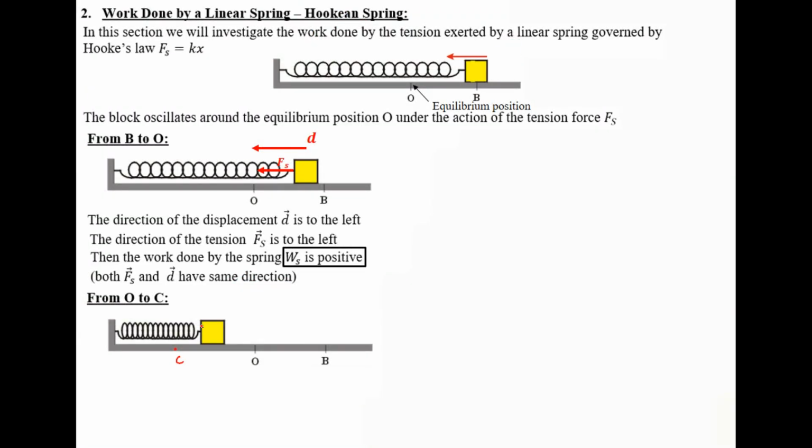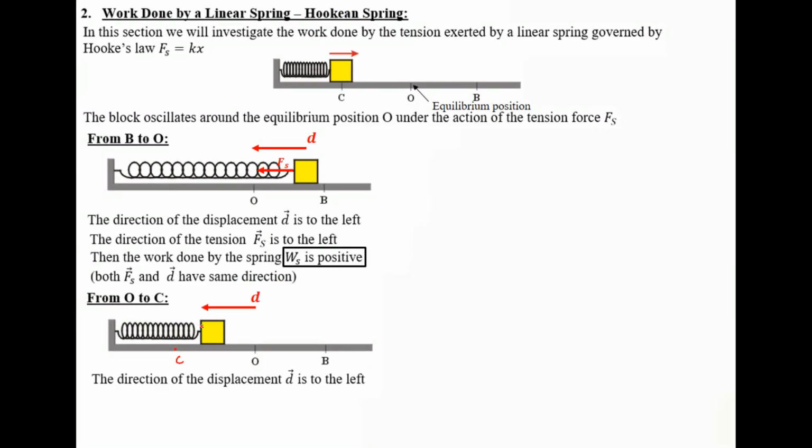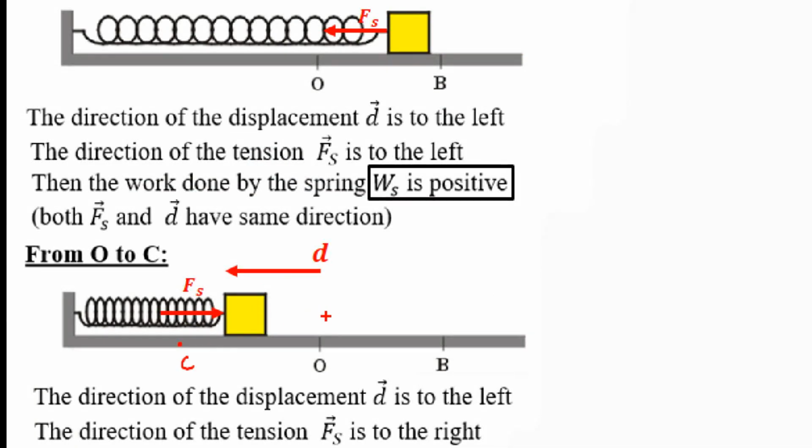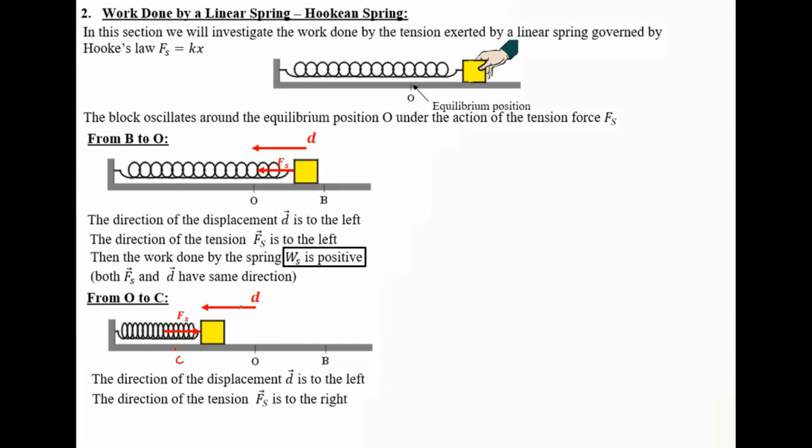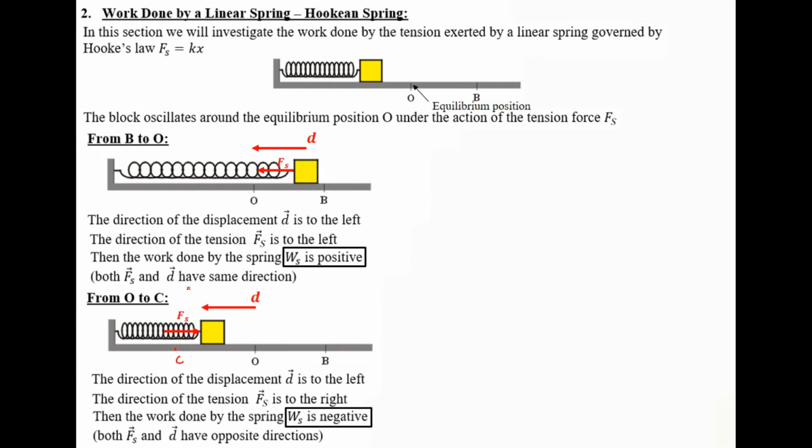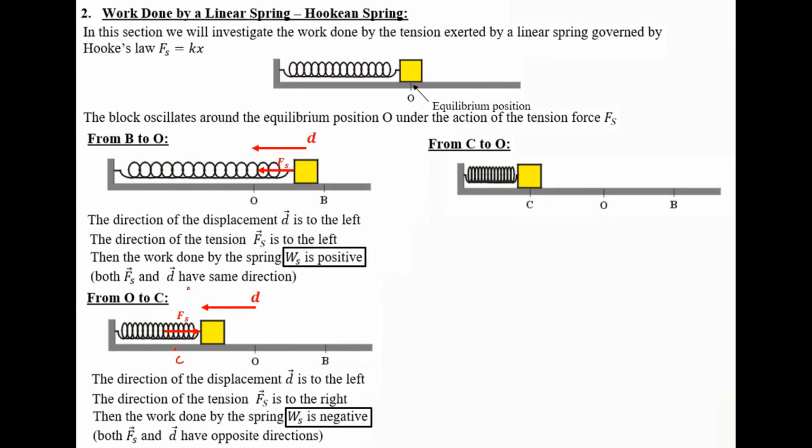Now going from O to C, so that would be the point C, the displacement is still to the left, but in this case the tension would be to the right because the spring will try to push the block toward the equilibrium position. In this case, the displacement and the tension are in opposite directions, which makes the work done by the spring negative. Whenever I refer to the work done by the spring, I mean the work done by the tension force, because spring is tension.